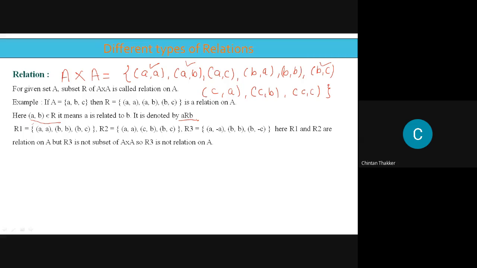Next, now we take the different types of relation. Different types of relation means relations defined on a set A which contain some property, which satisfy some condition, and then we give a special name to that relation. So we have four types of relation.